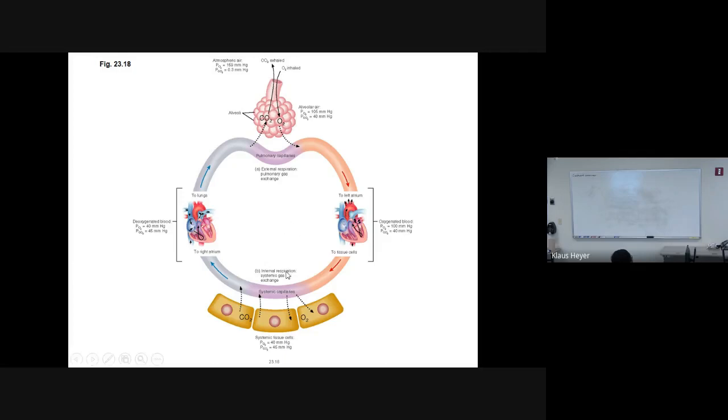So this is all diffusing. You know, gas diffuses. It goes from a higher pressure to a lower pressure.